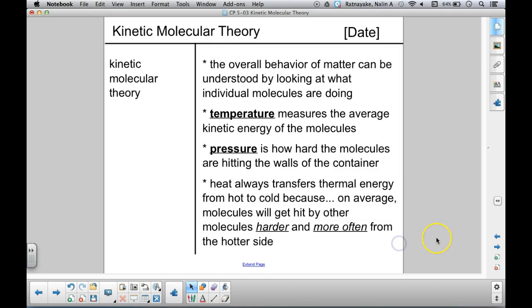And now we know from looking at the motion of individual molecules that heat is going to transfer thermal energy from hot to cold because, on average, molecules are going to get hit by other molecules harder and more often from the hotter side, just because they're moving faster. And this is one of the key insights of KMT, kinetic molecular theory, that we can actually provide an explanation for why heat is always going to flow from hot to cold and not the other way around.